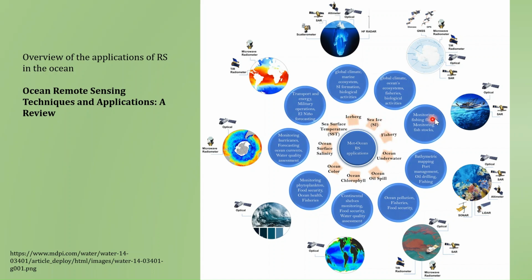So we can see here that for monitoring the fishing fleets or fish stocks, or for bathymetric mapping, port management, oil drilling, fishing, or for ocean pollution, fisheries, food security. So for a number of applications this remote sensing is utilized, and depending upon the application, there are a number of sensors from which the data can be collected for that particular application.